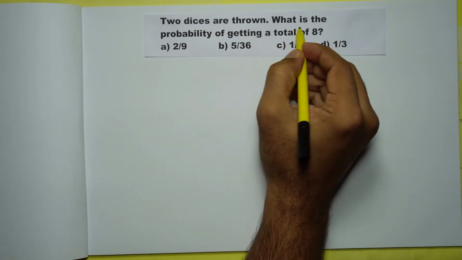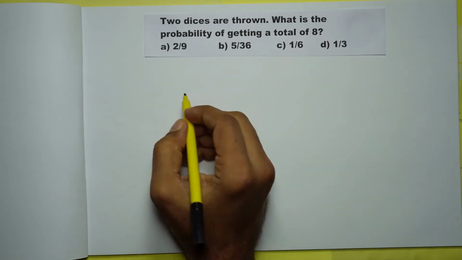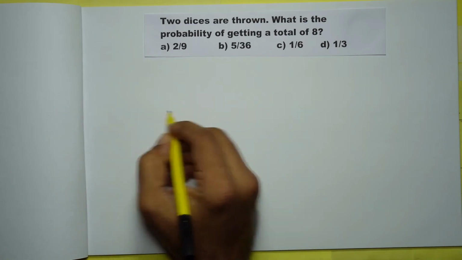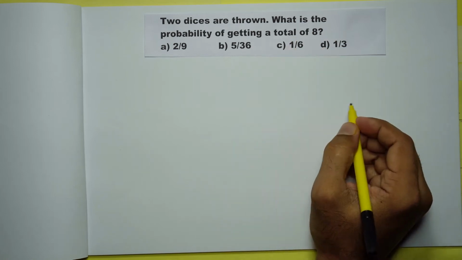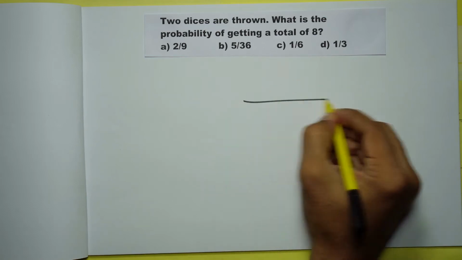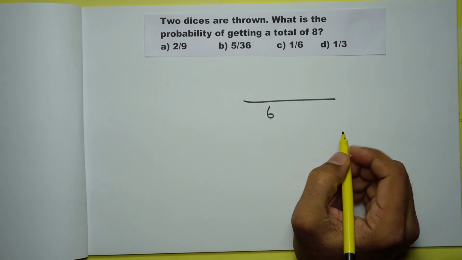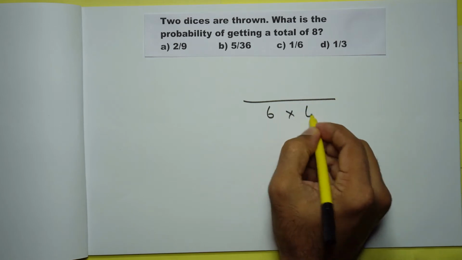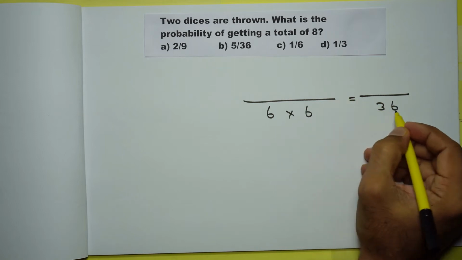Two dice are thrown. What is the probability of getting a total of 8? Now probability is often calculated as number of favorable cases out of the total number of cases. First of all, let us calculate the total number of outcomes. Now when you throw a die, it can be any number from 1 to 6. So first one can be any number from 1 to 6. 6 possible outcomes are there. Now for the second one also, it can be any number from 1 to 6. So 6 possible outcomes. So 6 into 6, 36 is the total number of outcomes.